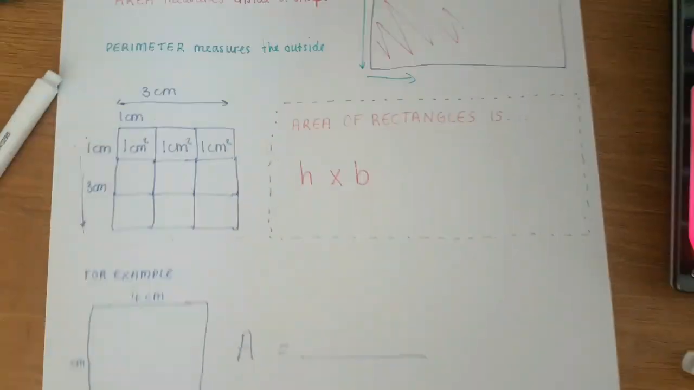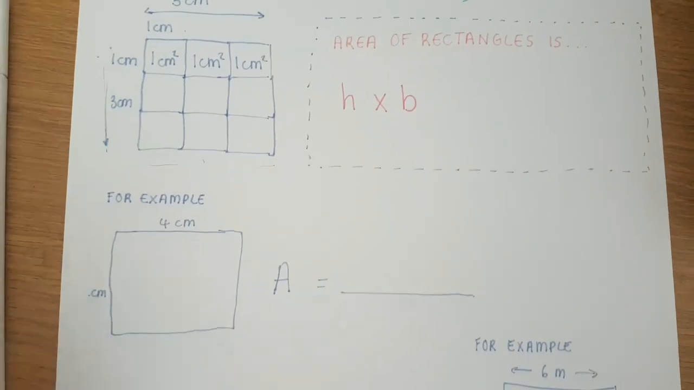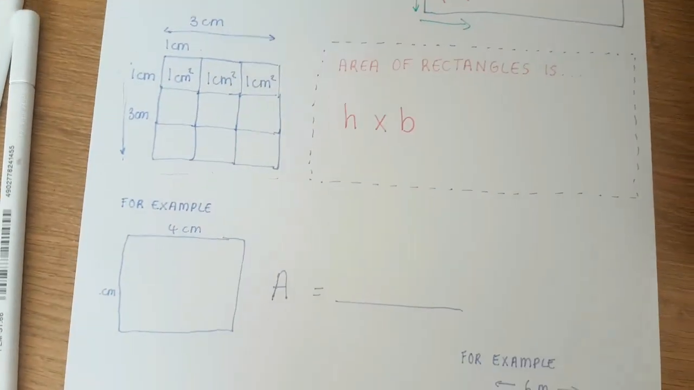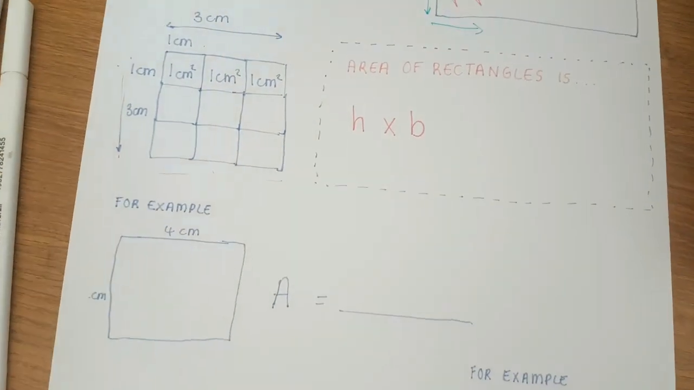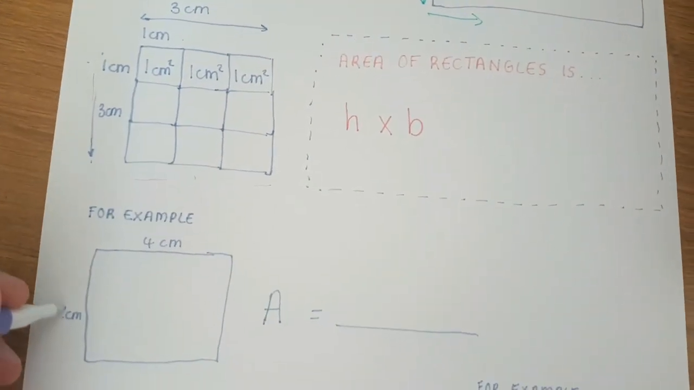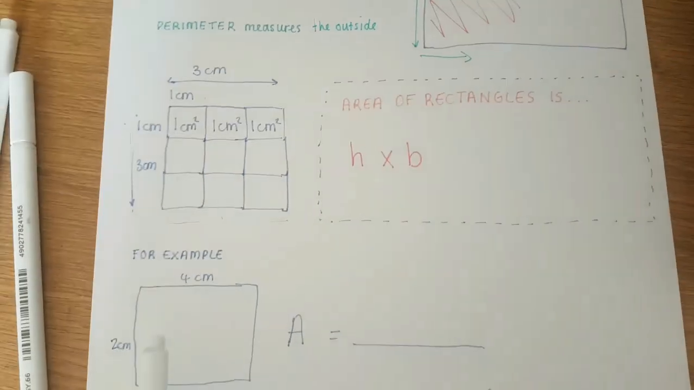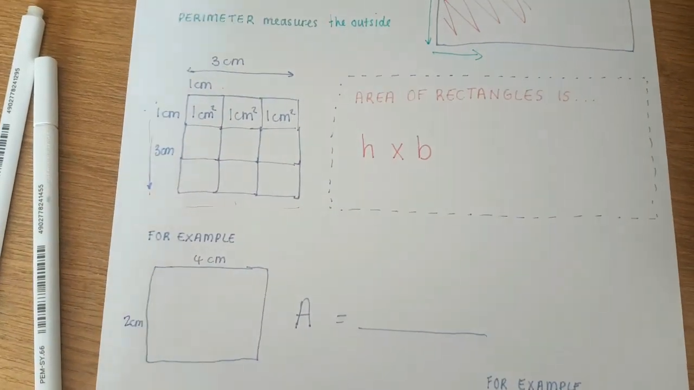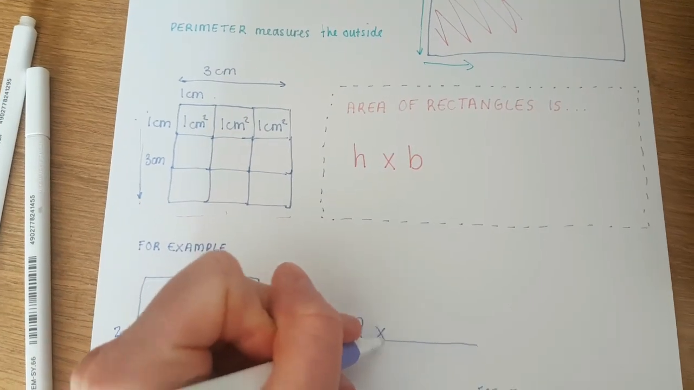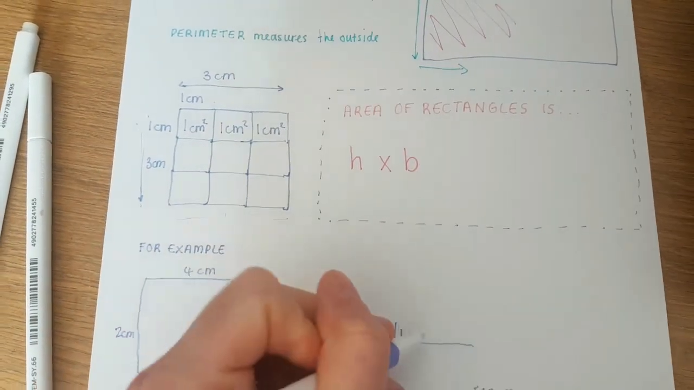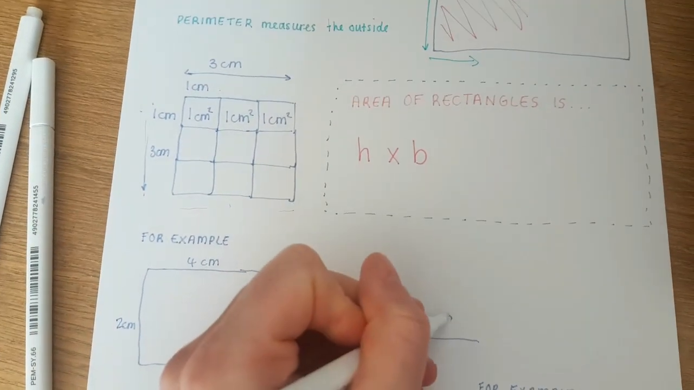So I want to look at an example now of how we would use this. I have a rectangle here. It is 4 centimeters, and that should be 2 centimeters here. So if I'm going to use my formula of height times base, I'm going to multiply my height of 2 centimeters by my base length of 4 centimeters. So 2 multiplied by 4 is the same as 8.